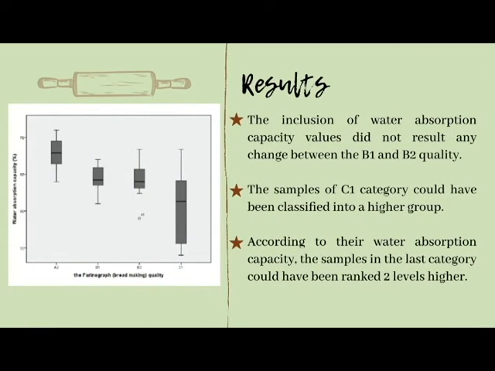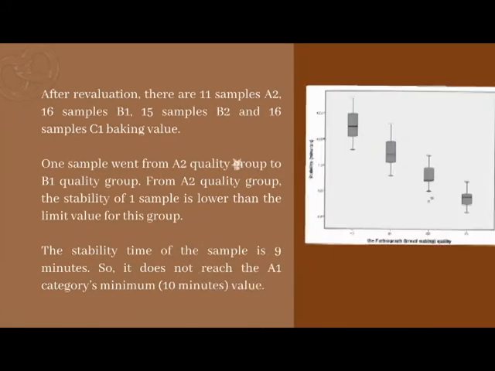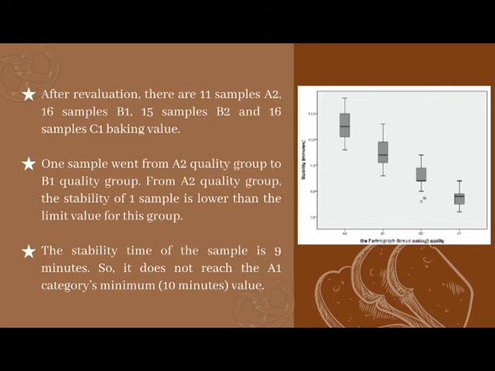Some of the results obtained are that the inclusion of water absorption capacity values did not result in any change between the B1 and B2 quality categories, while the samples of the C1 category could have been classified into a higher group. According to their water absorption capacity, the samples in the last category could have been ranked two levels higher. Last but not least, after the revaluation, there are 11 samples of A2, 16 samples of B1, 15 samples of B2 and 16 samples of C1 baking value.